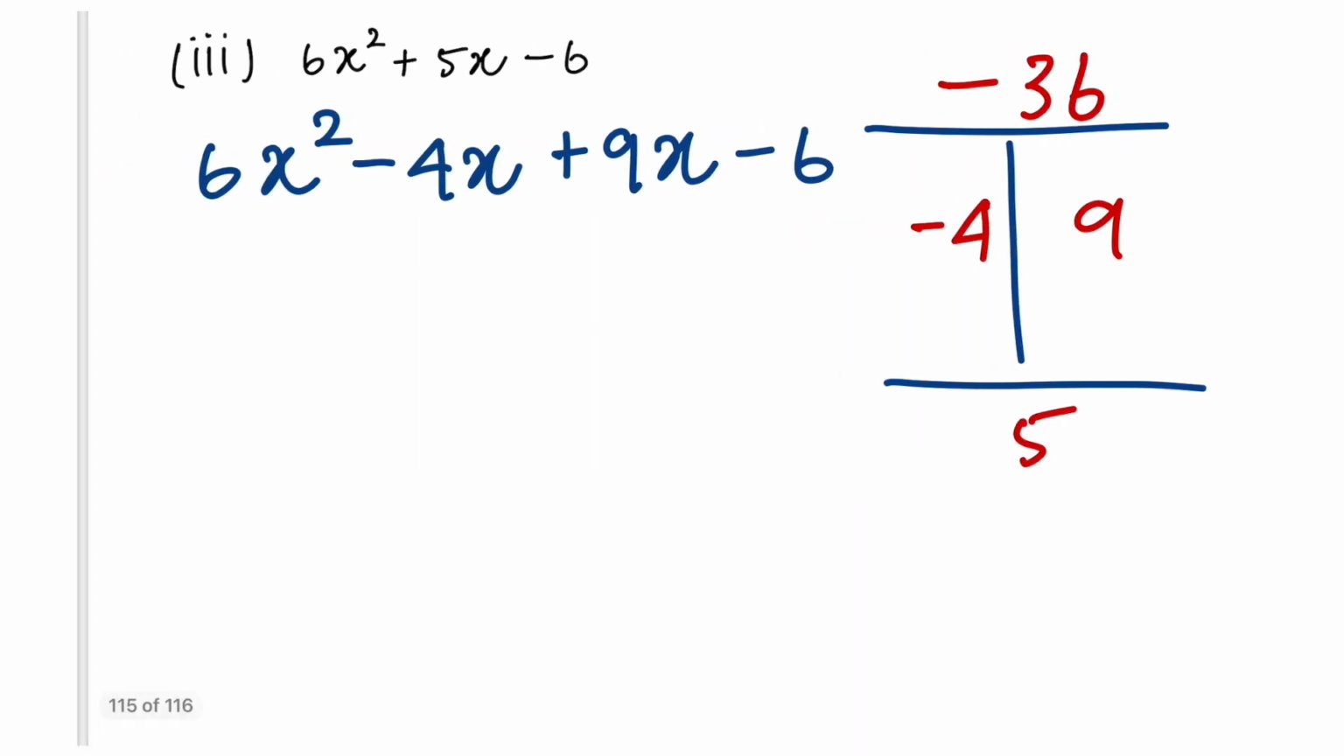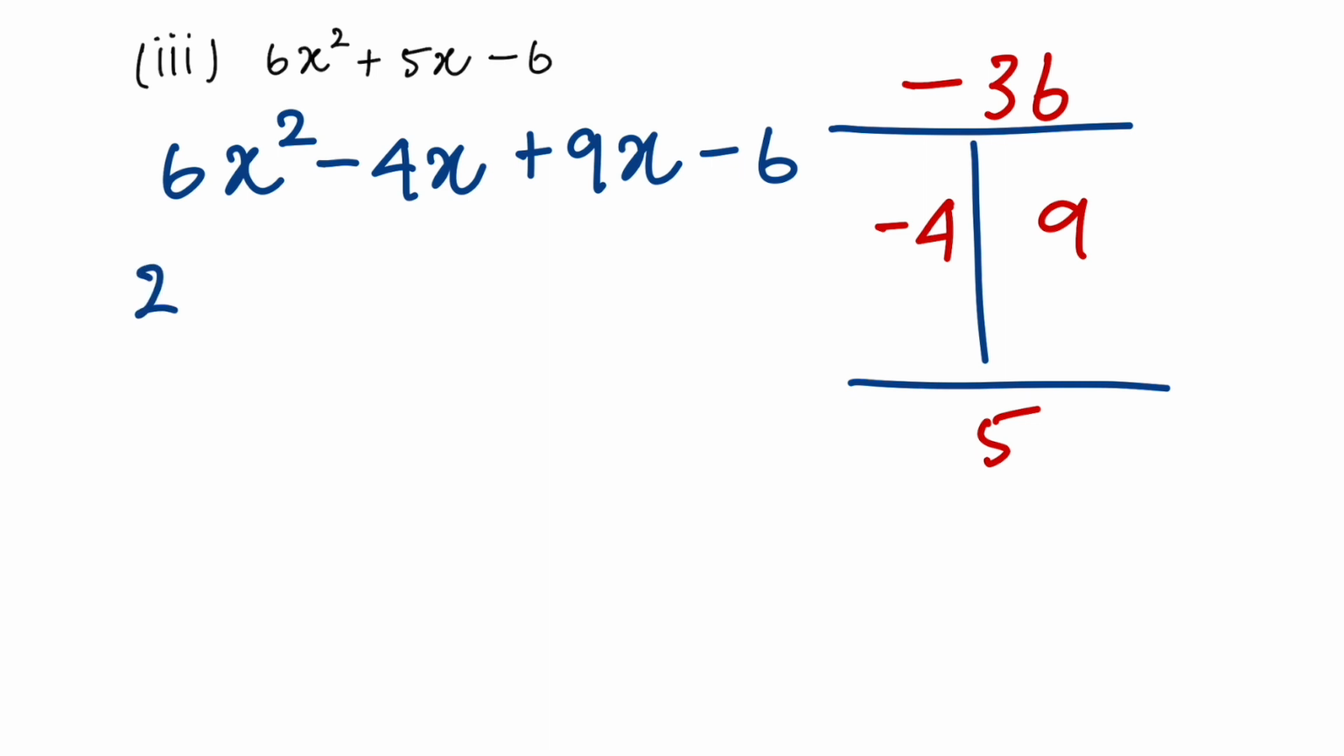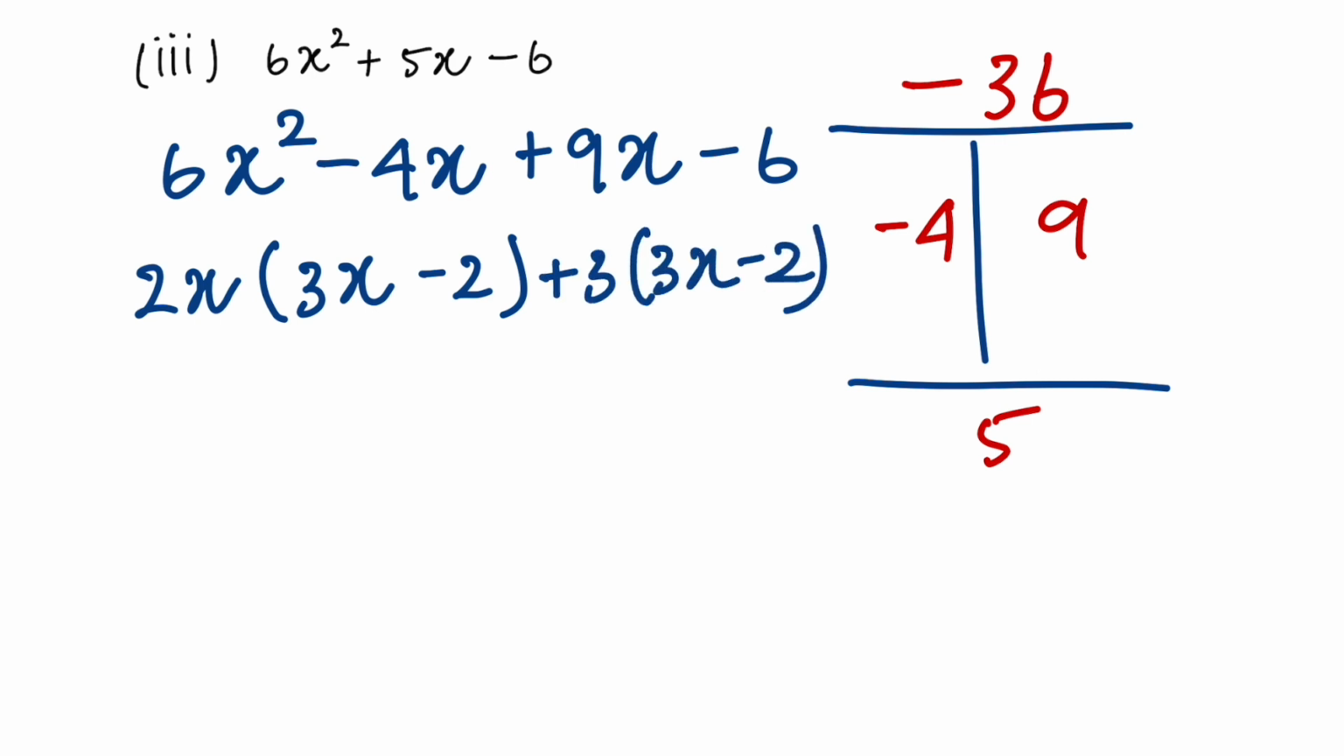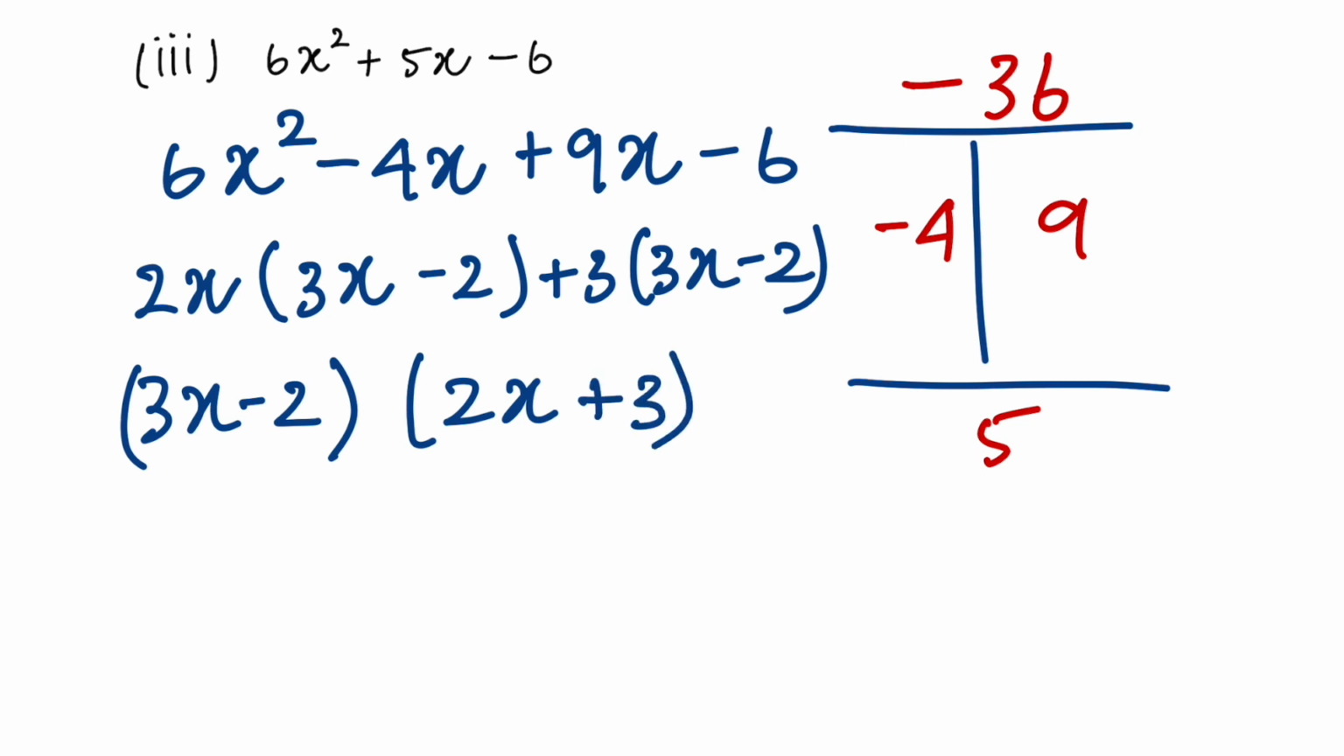Okay, from the first two terms you can take 2x as a common factor, and that leaves you with 3x minus 2. And from the second two terms, 3 can be taken as a common factor, right? So that leaves you with 3x minus 2. Okay, so now from these two terms you can take 3x minus 2 as a common factor, and that leaves you with 2x plus 3. Okay, I'm just moving this aside.